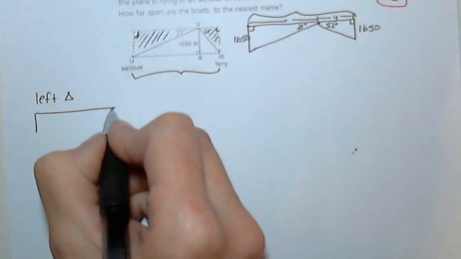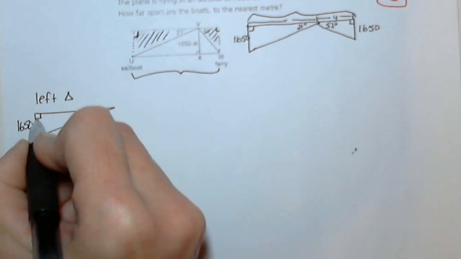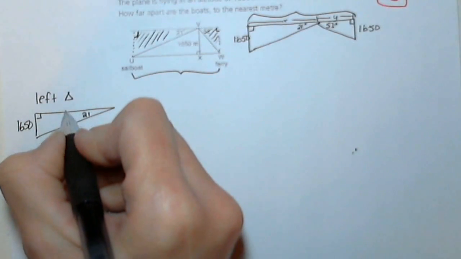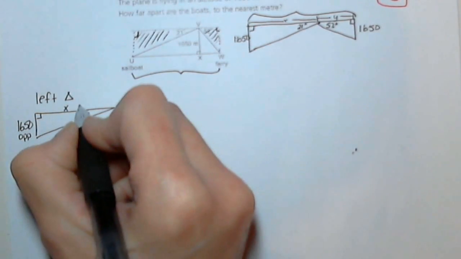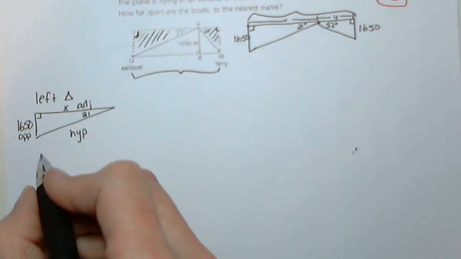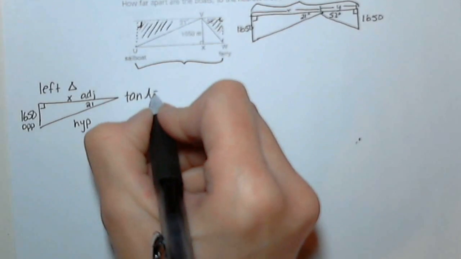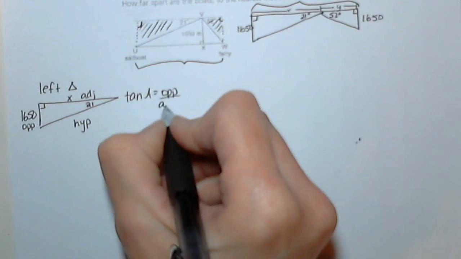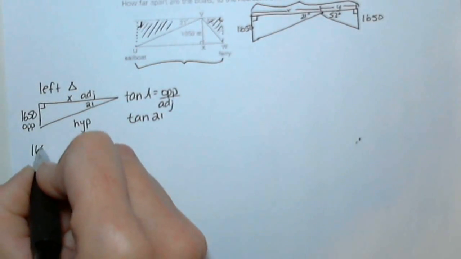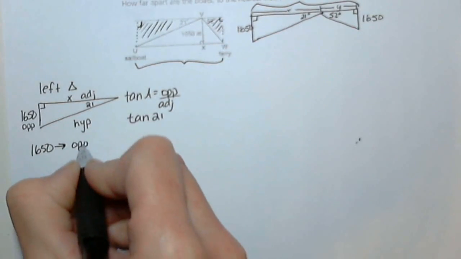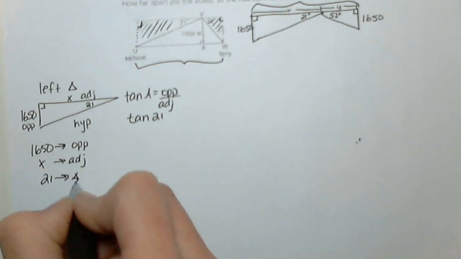So the left triangle looks like this. We have this being 1650. This is a right angle, and this is 21 degrees, and this is X. This is our hypotenuse, this is our opposite, and this is our adjacent. And obviously you're going to notice that we're using tan an awful lot here lately. The formula is tan of A is equal to opposite over adjacent, and the tan of 21, let's make our list. 1650 is our opposite, X is our adjacent, and 21 is our angle.